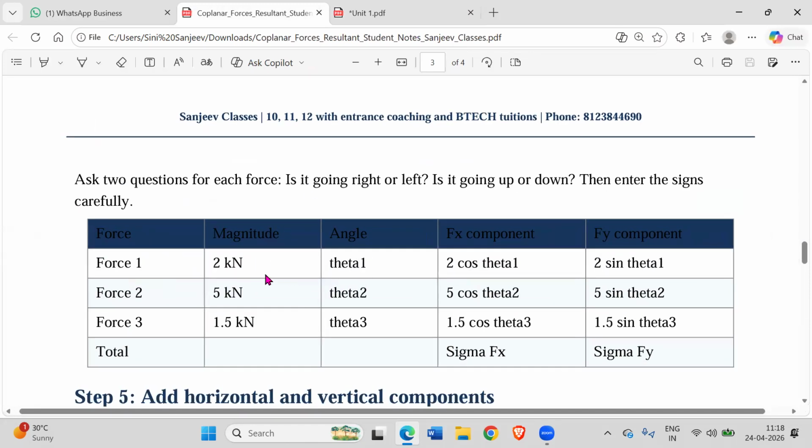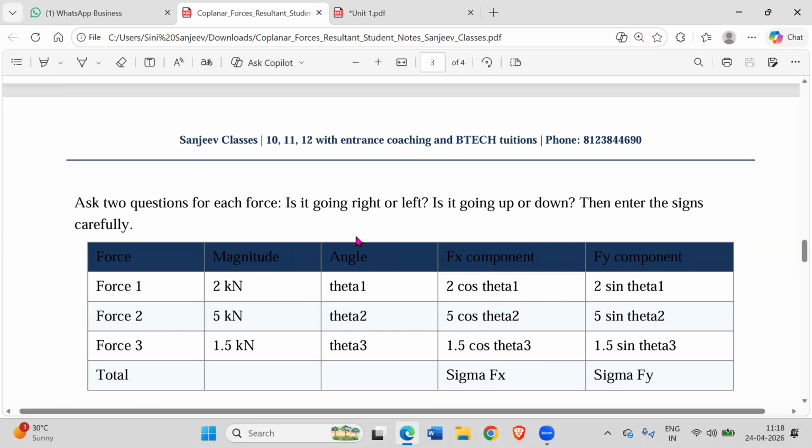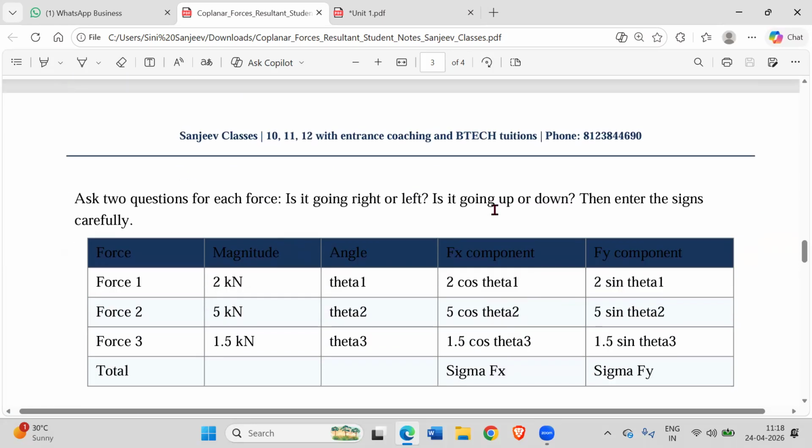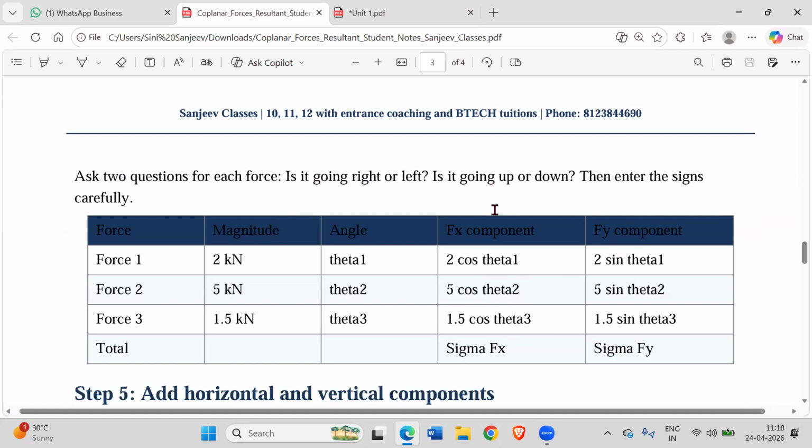Force. If it is horizontal, 2 cos theta 1, 2 sin theta 1. Correct. And also mention whether it is going to left or right, going up or down. Then enter the signs carefully. So you guys are too smart to do this. You don't need my help in this.